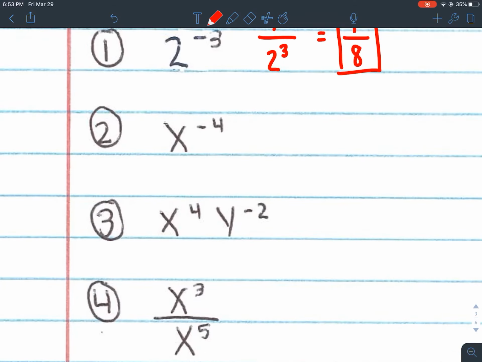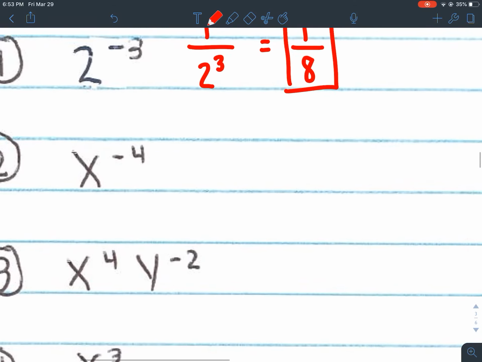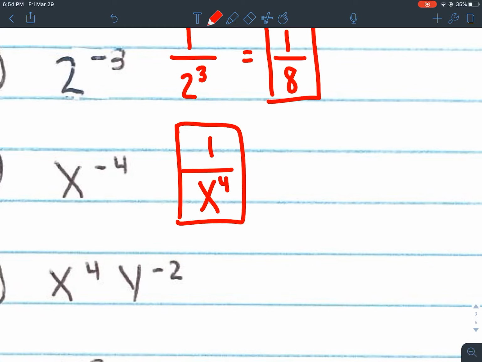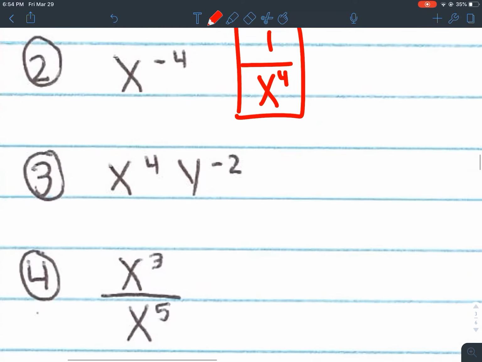Moving on, I have x to the negative 4th. Again, there's technically a 1 in the front, so this will flip to the bottom, and this will become 1 over x to the positive 4. Okay? It does not matter where your negative is, you're just going to flip it to the other side. If it's in the bottom, you flip it to the top. If it's in the top, you flip it to the bottom.